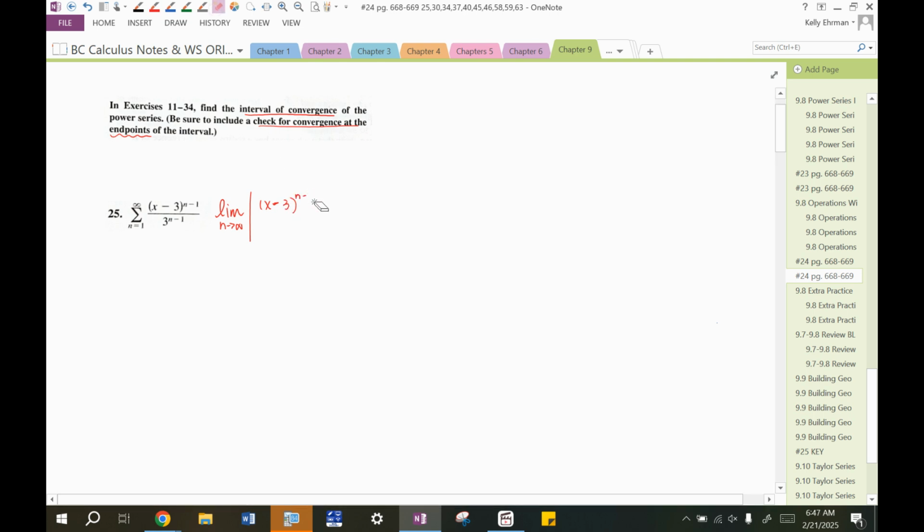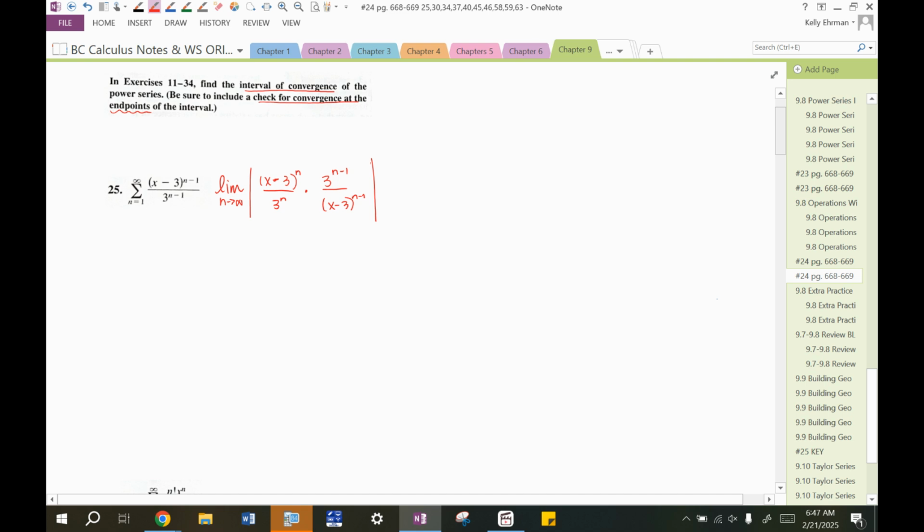Okay, so when I plug in n plus 1 into n minus 1, I get n, and then this will be 3 to the n. Multiply it by 3 to the n minus 1 over x minus 3 to the n minus 1. We had one similar to this on the previous assignment. I think these were c minus 1s maybe.